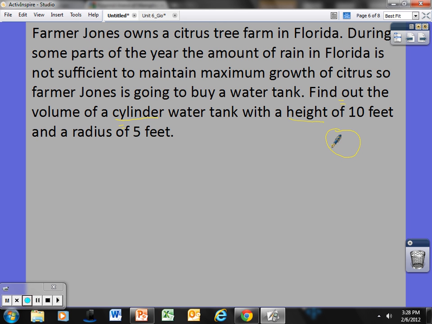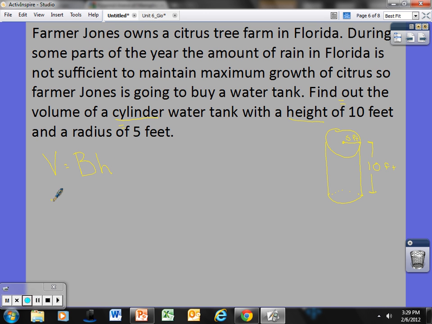So I'm going to draw my water tank, which sounds to be a cylinder. It looks something like this. Okay, I have a height of 10 feet. So there's my height. I have a radius, so it starts in the center, extends out 5 feet. If I remember correctly, the volume of a cylinder is equal to the area of the base times the height, I believe.